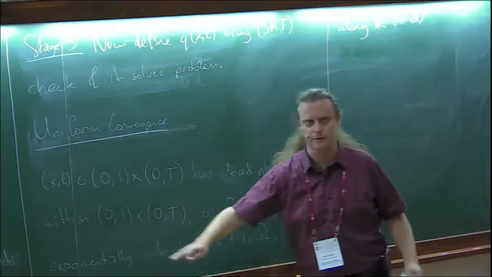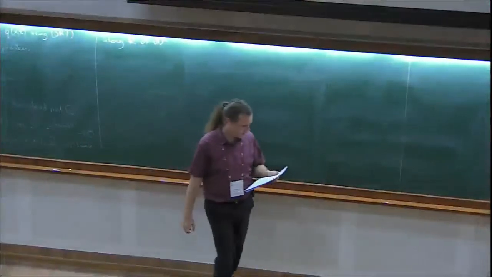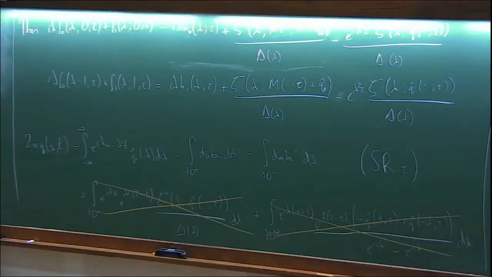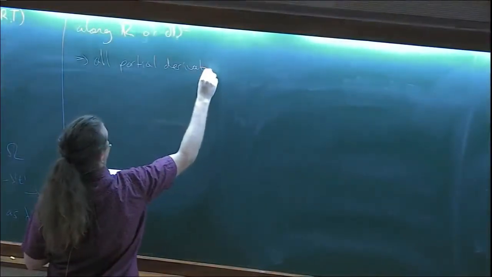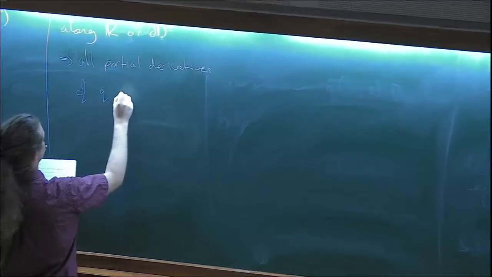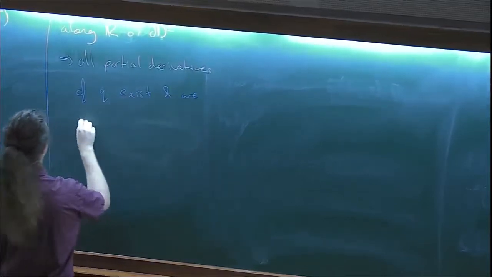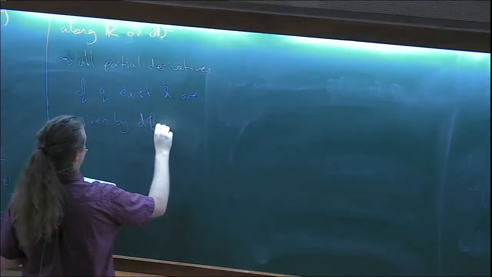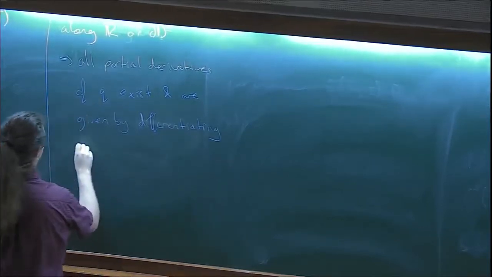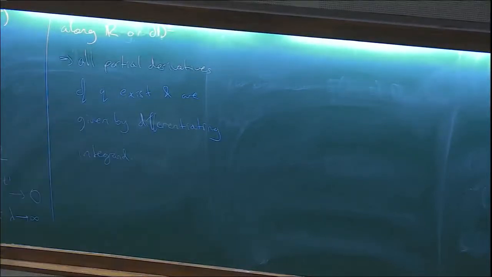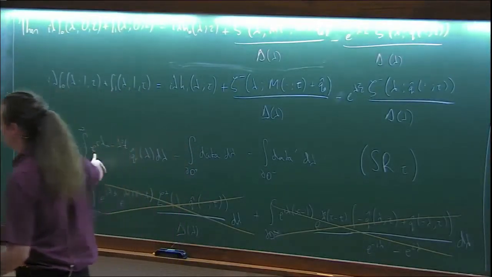And because this decay is exponential, we can multiply the integrand by any polynomial in lambda, and we still get uniform convergence of these integrals. So this tells us that all partial derivatives of Q exist, and they're given by differentiating the integrand. And differentiating the integrand is easy because this is the only x and t dependence. So when you differentiate the integrand, you just multiply by some polynomial in lambda, depending on what derivative you've taken. Okay? So this formula is really nice.